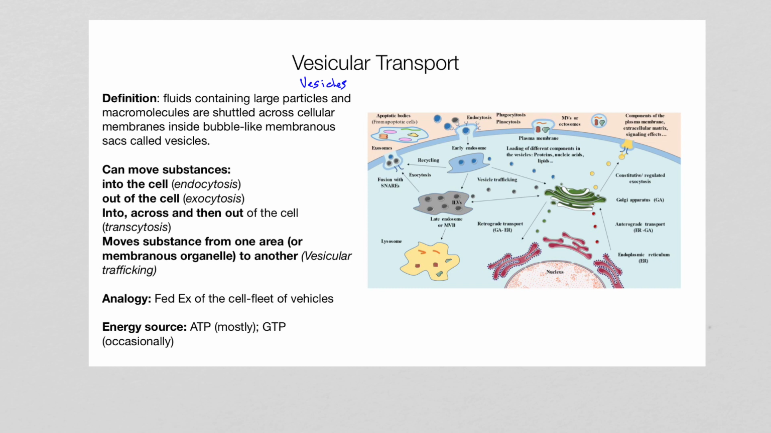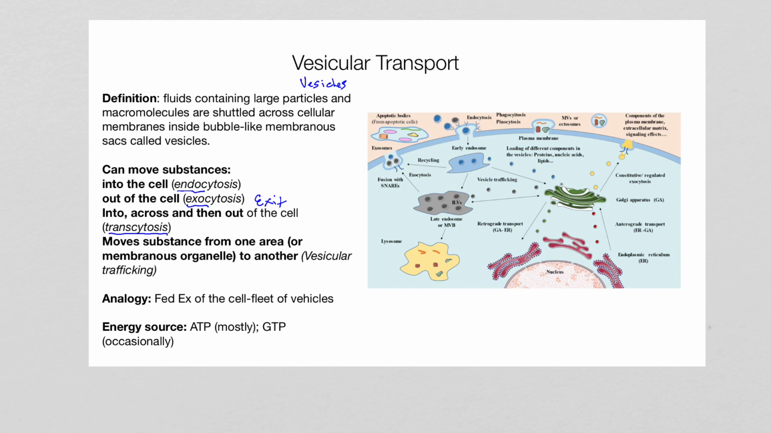And it does a couple of things with it. Now, if it moves substances into the cell, we call it endocytosis, so endo meaning within or in. If we move it out of the cell, we call it exocytosis, which sounds like exit. If we want to move it into the cell, then across the cell and around throughout the cell, we call that transcytosis.